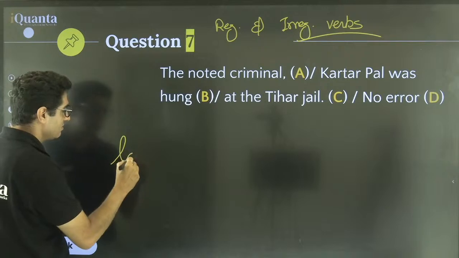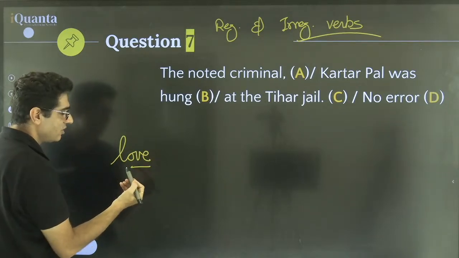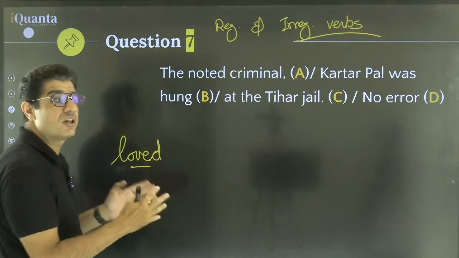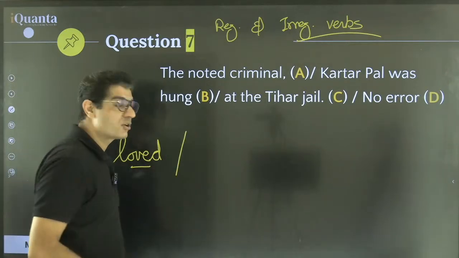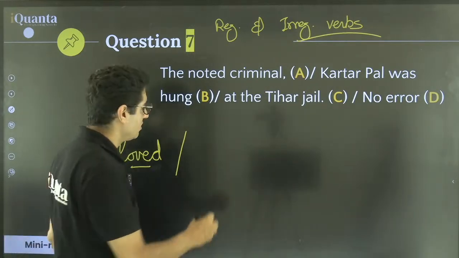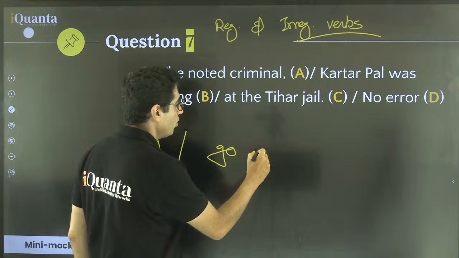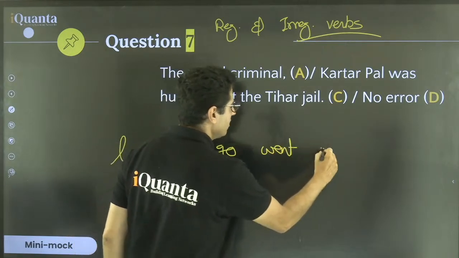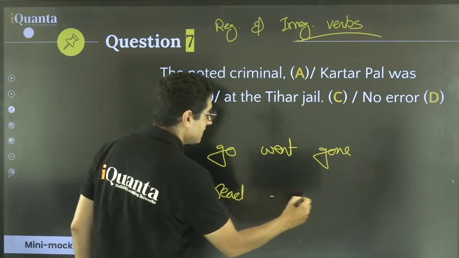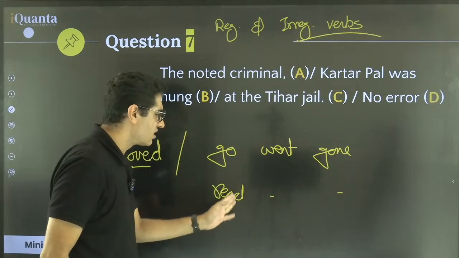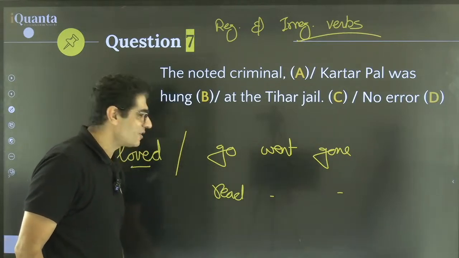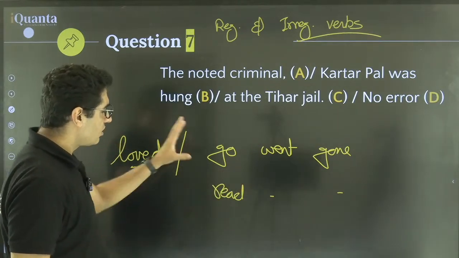What can be simpler than this? So love, the second and third form is loved. So that's a regular verb. But if you come across a verb whose second and third forms are formed by adopting a different method. For example, when you look at go, the second form is went, the third is gone. When you look at read, you spell them in the exact same way, you just change the pronunciation. Read, read, read. Read, read, read, right? So these are called irregular verbs.